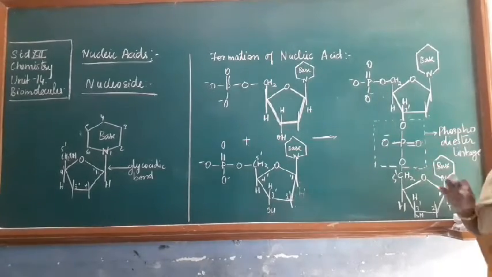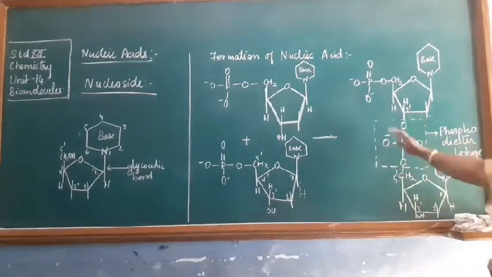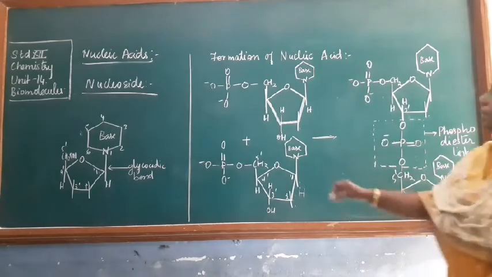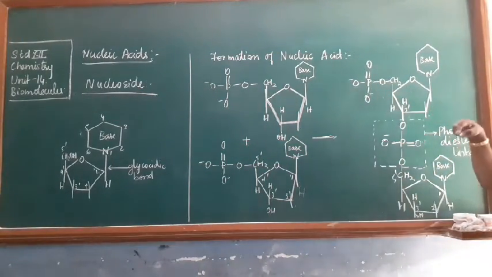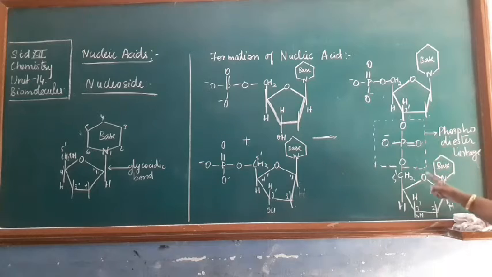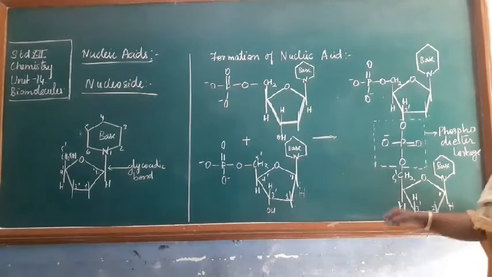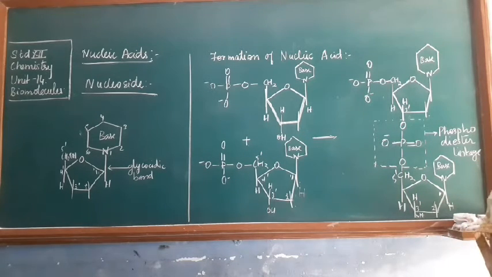So this is how the nucleic acid formation is taking place. Between the 2 nucleotides you have a phosphodiester linkage. This is what we call the phosphodiester linkage. Okay, this O minus will get bonded to the H of the third carbon of the pentose sugar in one nucleotide, and the 5th carbon of the pentose sugar in the other nucleotide. Okay, so this is how formation of nucleic acid will take place. You can note this down, it's there in your textbook also.